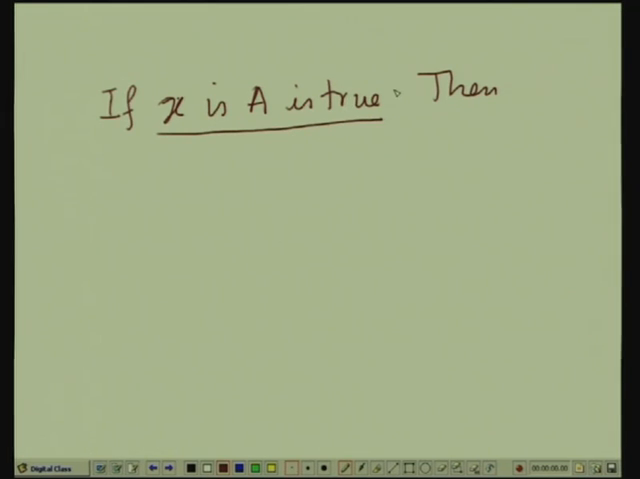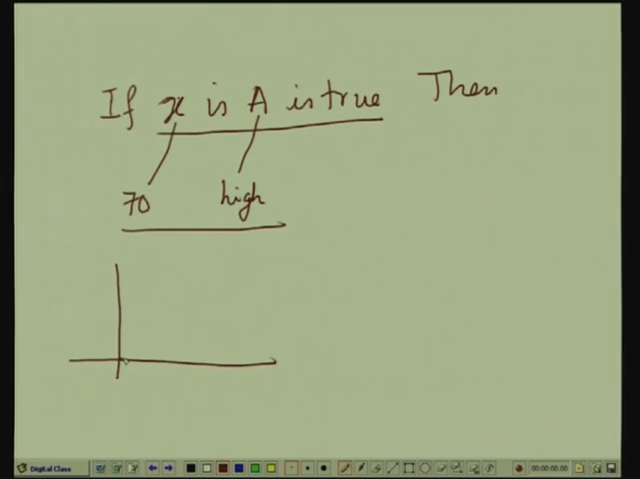Now, what will be the value of this antecedent? X is again temperature 70 degree and A is high. So, I evaluate this in some fuzzy set high temperature, something like this, where I got 70 degree, and in that I found its membership to be 0.7. So, this one comes to 0.7. Now, I take that 0.7, I mean this is true.